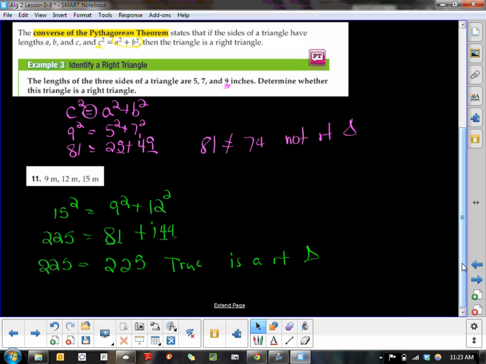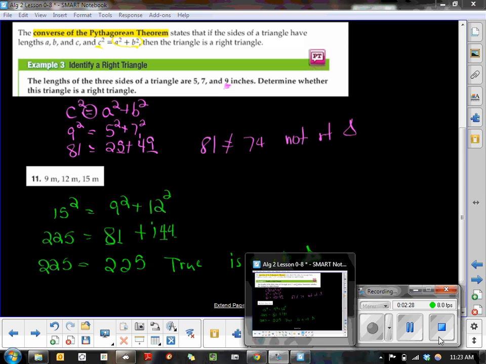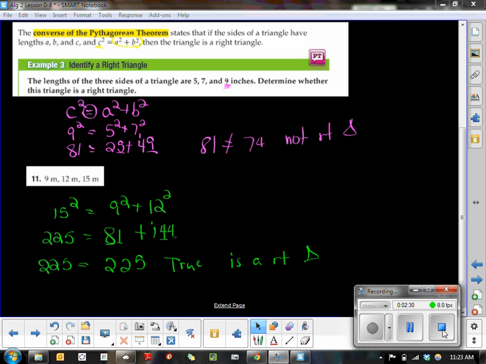This is called the converse of the Pythagorean theorem. It's used to help us determine or to prove if it's a right triangle or not. Pretty simple to calculate. Just make sure you know what you're looking for. If they're equal, it is a right triangle. If they're not equal, it simply is not a right triangle. That's all that we can determine at this point.